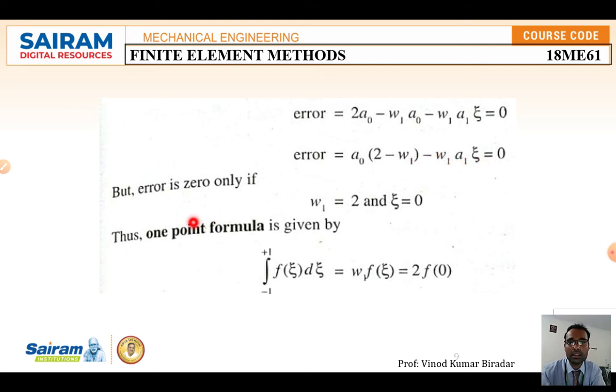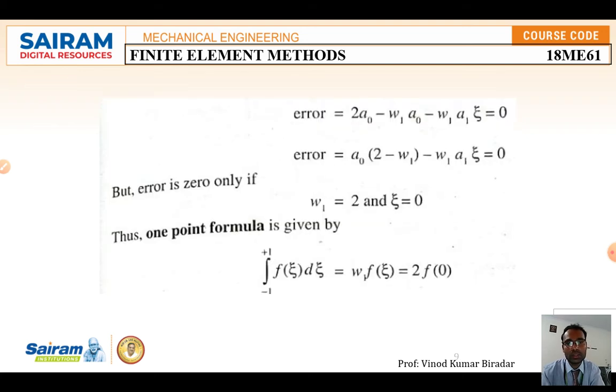But the error is 0 only when this condition is satisfied: w1 is equal to 2 and ζ is equal to 0. These two conditions should be satisfied. Thus the 1 point formula, given by the integration from -1 to +1 of f(ζ) dζ, is equal to w1 f(ζ), which is equal to 2 f(0). So this is 0 and this is 2.